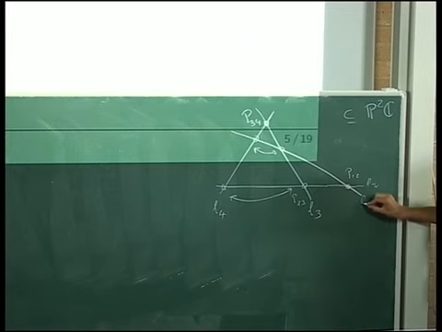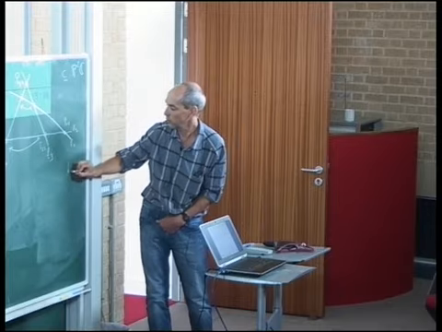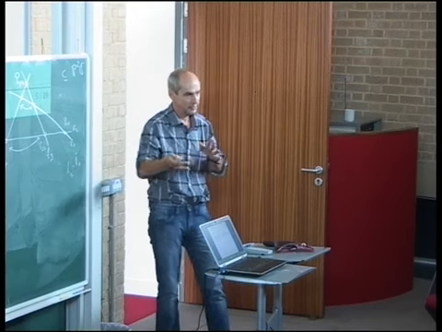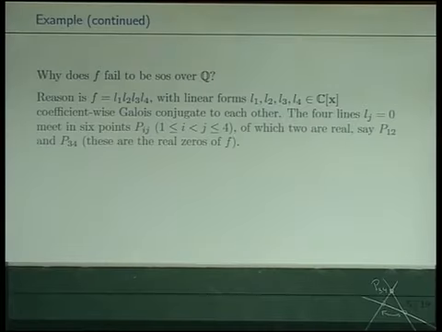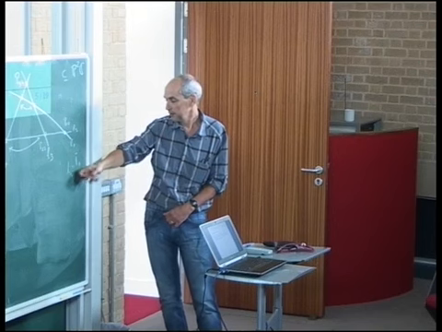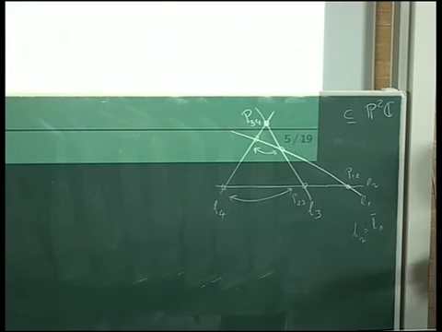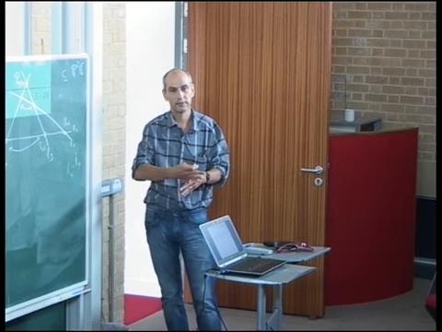In fact, the situation is like this, that the real points arise if L2 is the complex conjugate of L1. So coefficient-wise, L2, so these are linear forms. I would have to fix a complex embedding to start with, but then I can coefficient-wise conjugate them, and so if I intersect a line with its complex conjugate, I get a real point.